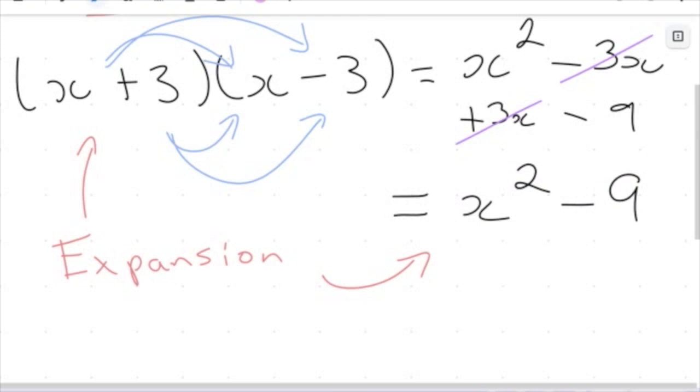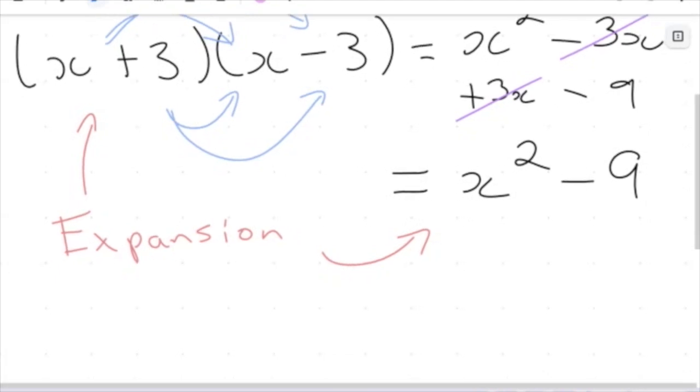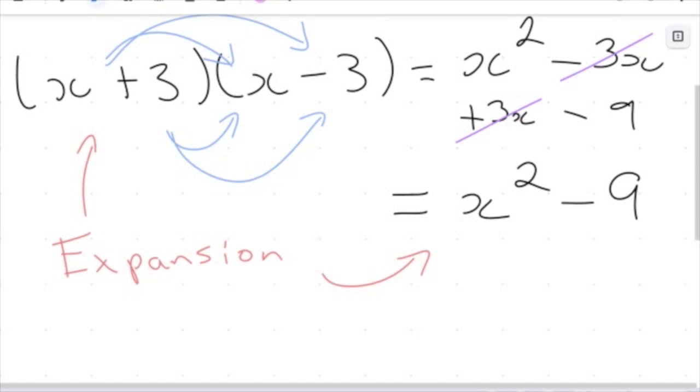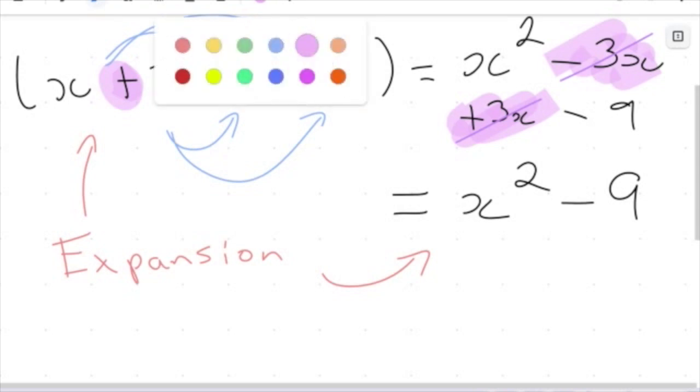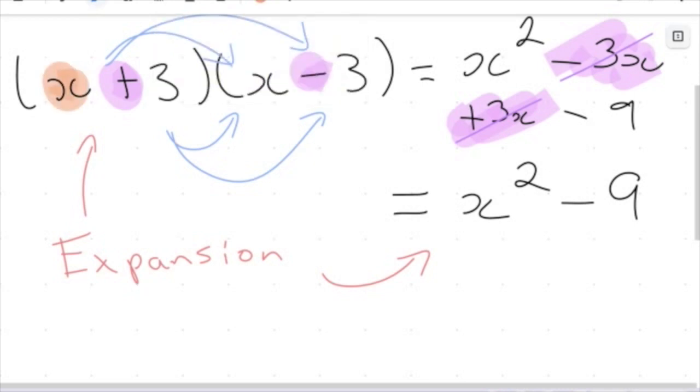So what's one thing characteristic of all difference of two squares? Let's just make some notes about difference of two squares. Well, one thing we always saw happening was these opposite signs. And those opposite signs always led to this thing happening, this cancellation in the middle. Now, what else did we see? Well, we had all of the same terms here. So we had the same term here as we did here.